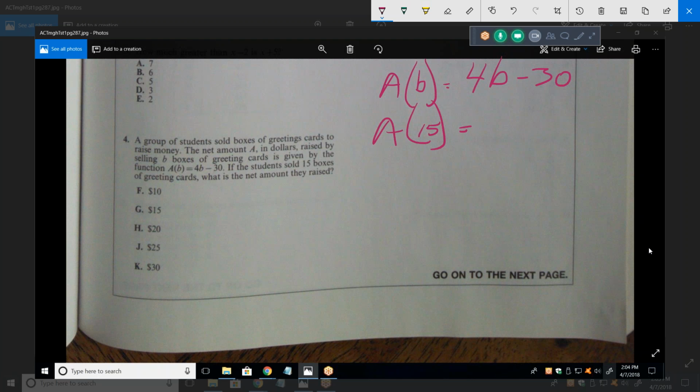I just plugged in. Oh, did you not plug in the 15 to the other B too? It's exactly what you do. In other words, what we have here is a function. A is a function of B, and it's this function. So whatever number I plug in for B, I'm going to plug in for B there. Yeah, so I did that and I got minus 30.